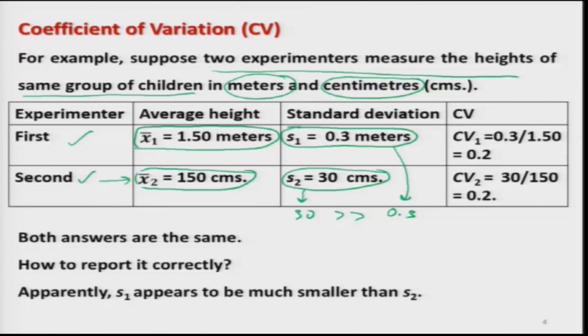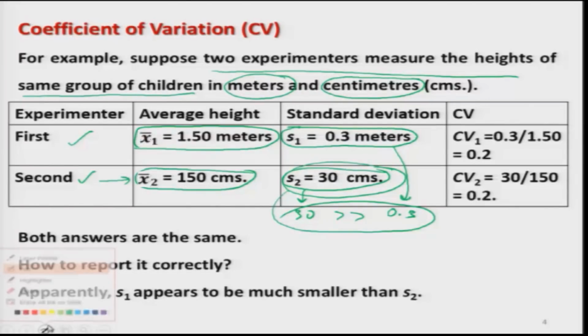So, obviously, at first look it appears that 30 is much greater than 0.3, and this indicates that the variability in the second data set is very high. But this conclusion is actually wrong, because if you look at both sets of measurements, they have been taken on different scales but they have the same value. The heights, x1 bar and x bar 2, have the values 1.50 meters and 150 centimeters, which are the same. And similarly the standard deviations, 0.3 meters and 30 centimeters, are also the same.